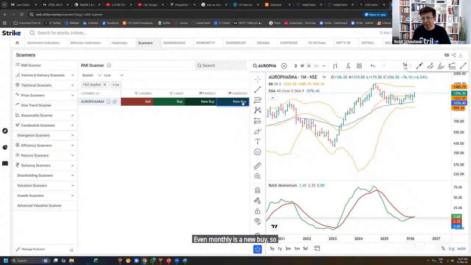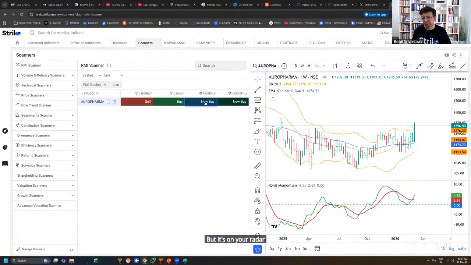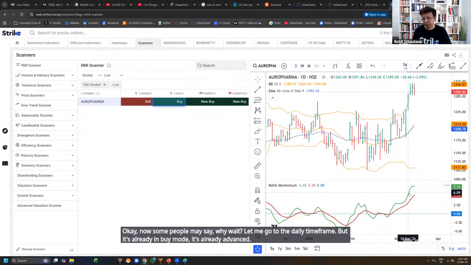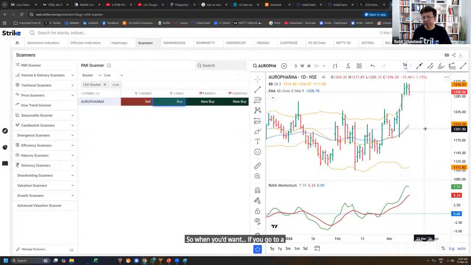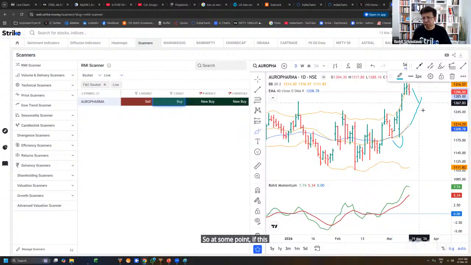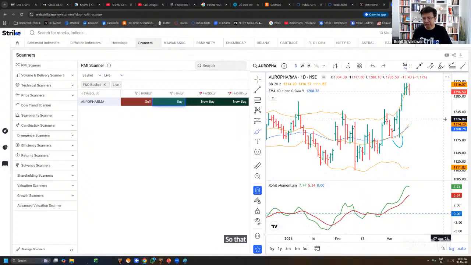So actually it means that the new buy on monthly will confirm by the end of the month, but it's on your radar now. Now some people may say, why wait? Let me go to the daily time frame. If a buy comes, we buy. But it's already in buy mode. It's already advanced. So if you go to a lower time frame, when would you want to buy it? When it pulls back, maybe pulls back to the averages like it did over here. So at some point, if this moves up and it pulls back to this, then you want to buy it on that pullback. So that's what you can do.